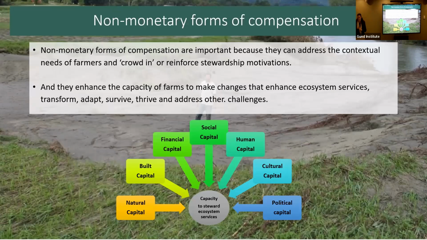Okay, and then I think to summarize, these non-monetary forms of compensation that I'm so excited about hearing your thoughts on, I think they're important because they really address the contextual needs of farmers and they can crowd in or reinforce stewardship motivations. So I'm really hopeful that the Vermont programs will take this bigger view around what compensation means beyond payment. And I think about it as these other pieces of compensation enhance the capacity of the farm to make changes that enhance ecosystem services. It also enhances the farm's capacity to address other challenges like transforming in the face of some kind of shock or threat, adapting to new things, maybe just surviving and being there to be a steward of the land in the future.